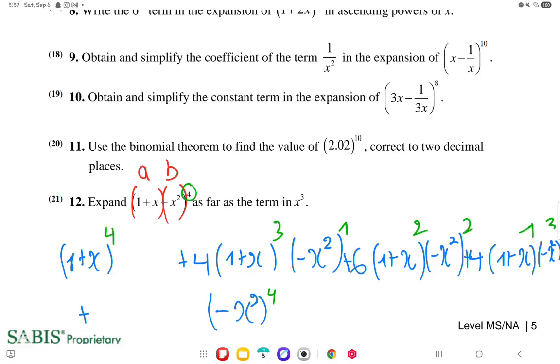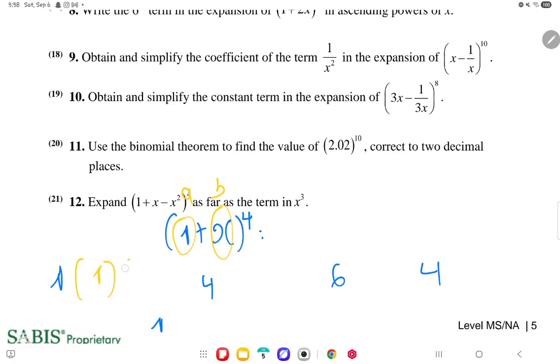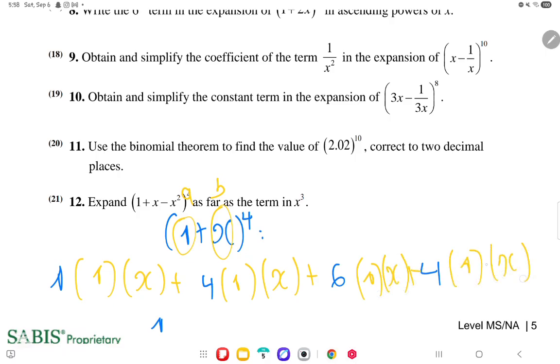All right? So now, for the first value, which is what? Which is 1 plus x to the power of 4. Again, we can use Pascal's triangle. We know the values 1, 4, 6, 4, and 1. Okay, let me just put the 1 over here. Now, what do we do? We have our a and we have our b. We will substitute a, b, plus a, b, plus a, b, plus a, b, plus a, b.